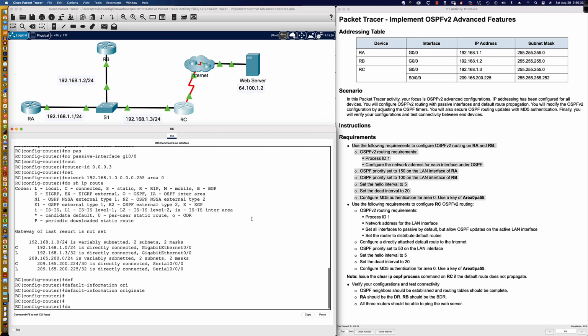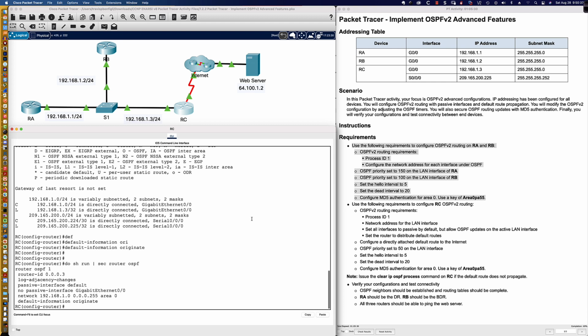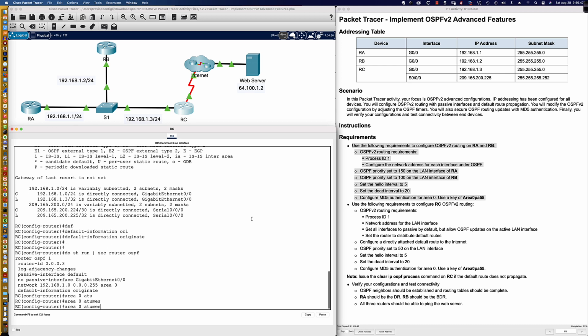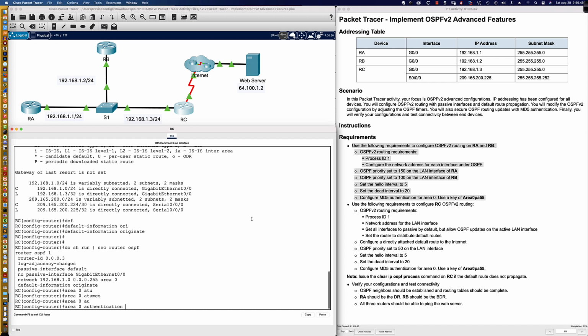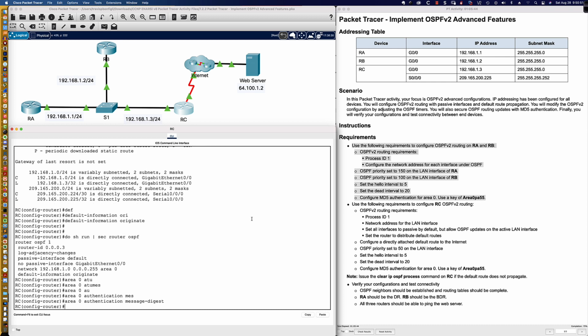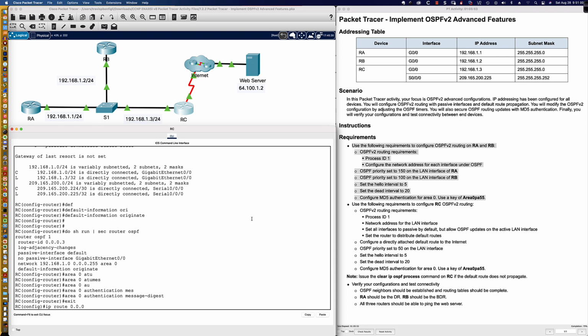So let's see what we've got. Do show run | section router ospf. And what do we have here? So everything looks pretty good here, and they've got to have us do the authentication. And so I'm going to go ahead and do that right now. So we're just going to say area 0 authentication, area 0 authentication message-digest. And we'll get that taken care of. All right, so let's pop out of here real quick and let's configure that quad 0 default route.